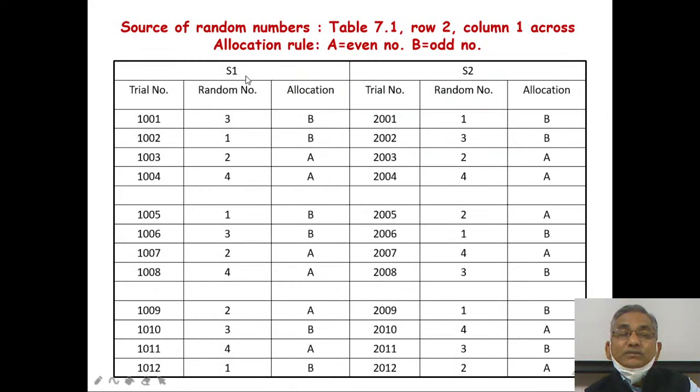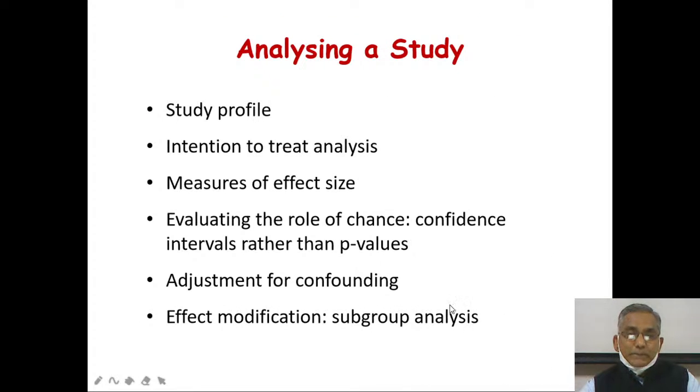So that is what it is. Stratum 1, then allocation A versus B, stratum 2 A versus B, stratum 3 A versus B, stratum 4 A versus B, and finally they analyze A versus B. So that was basically the randomization.